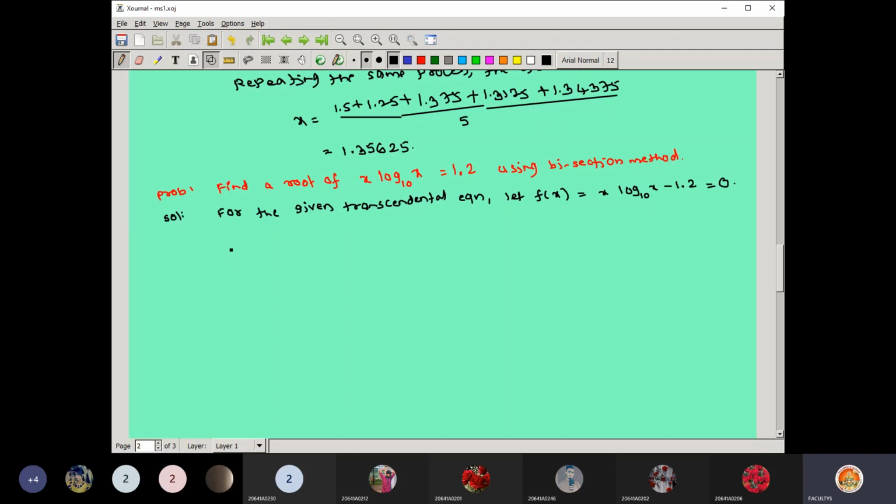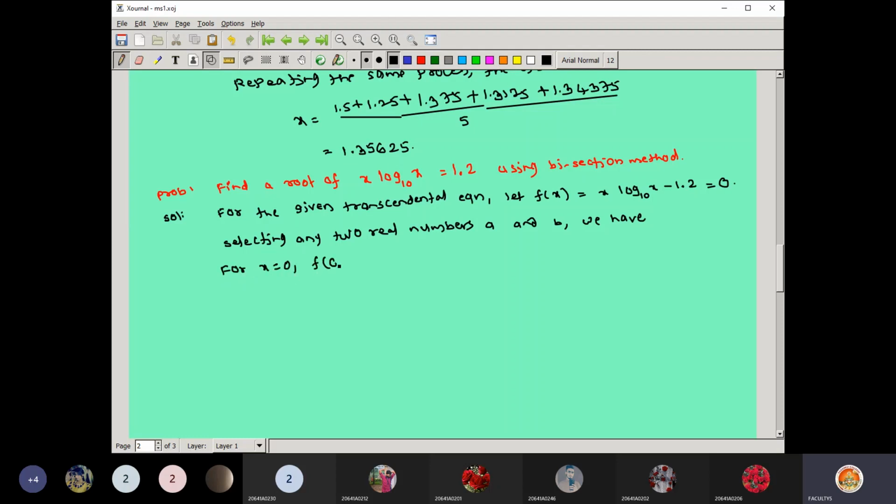For this equation again you are selecting any two real numbers, same procedure, a and b we have. So whenever you want to select the real numbers, better you start with x equal to 0.